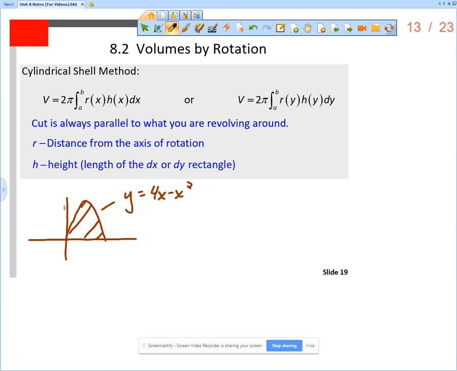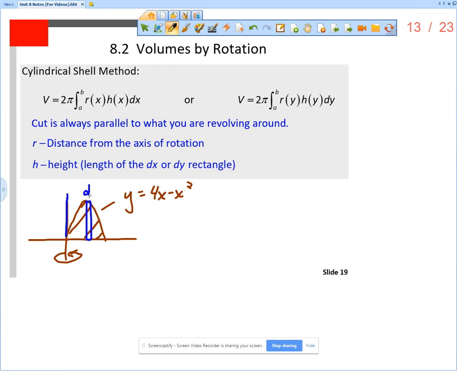Now if we want to revolve this around the y-axis, the key here is that if we're going around this vertical line, using the washer method, we would have to use a dy. That is problematic because then we would have to solve this for x. In order to solve this for x, we would have to complete the square, and that's kind of annoying. So what if we could use a parallel rectangle?